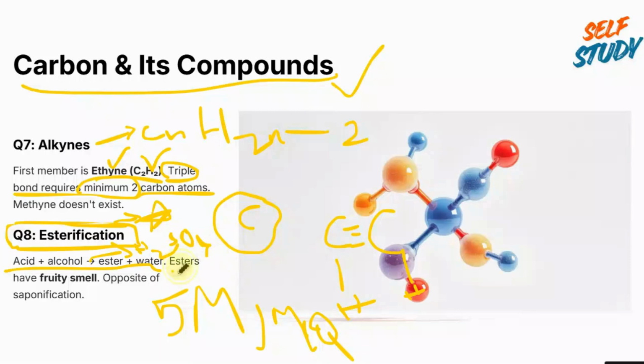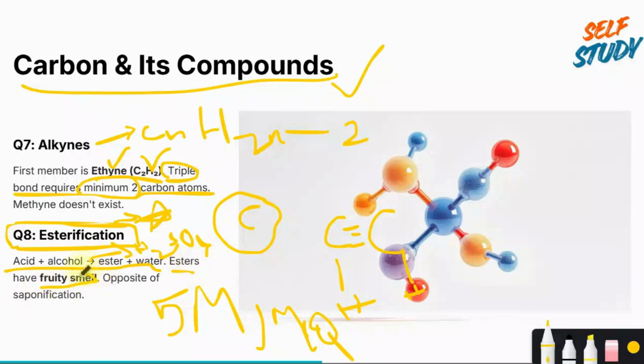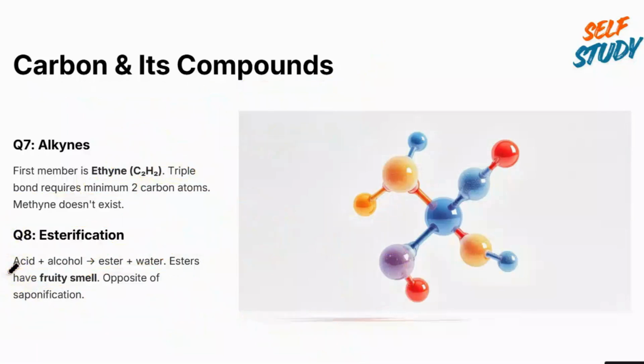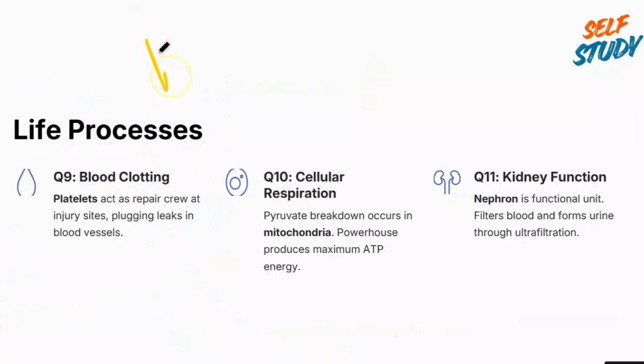What are the physical properties of esters? Esters generally have a fruity smell. And this esterification reaction is the opposite of a saponification reaction. You just remember this: the opposite reaction is called saponification. Esterification and saponification are opposite to one another.